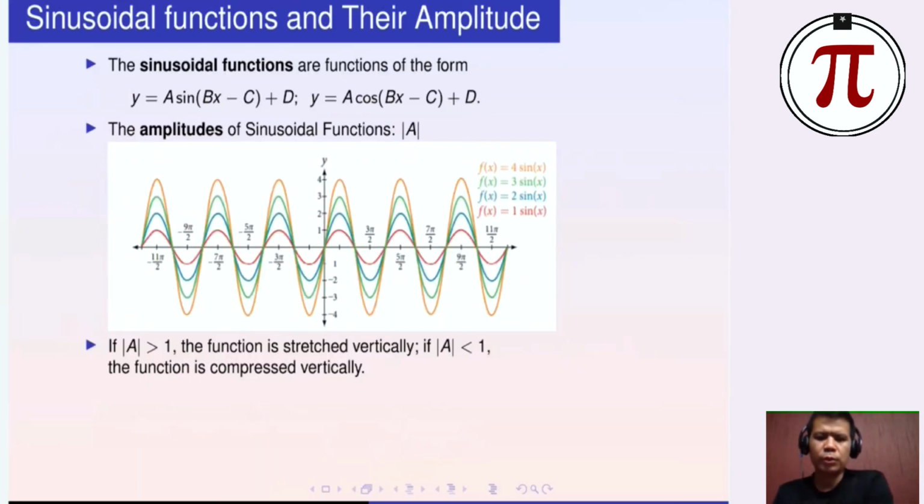Okay, so again here, we introduce the second concept related to sinusoidal functions, which is called amplitude, right? The amplitude of the function is the absolute value of A, right?